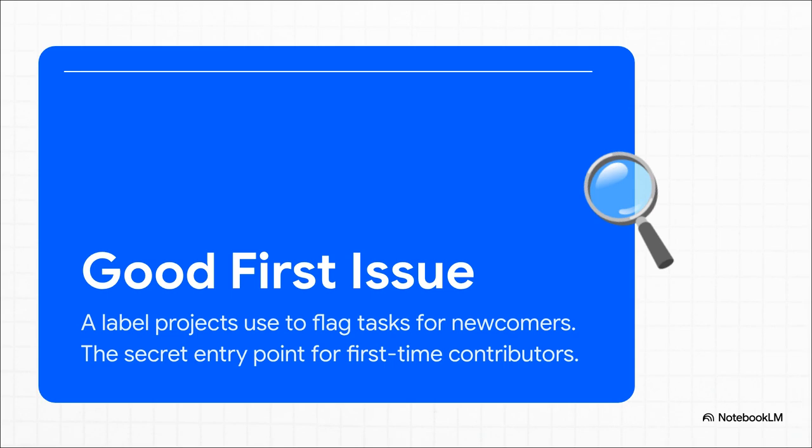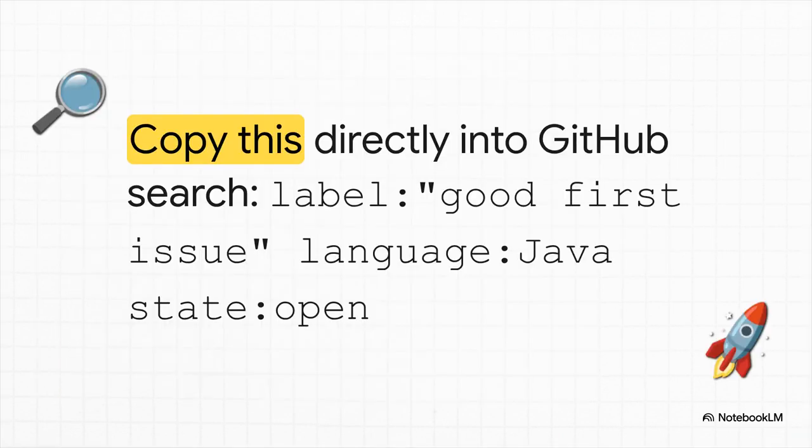Okay, if you remember one thing today, make it this phrase: good first issue. Seriously, this is a label that projects use to basically roll out the welcome mat for new people. Think of it as the secret handshake, the hidden door just for first-timers. And this isn't just a concept, it's a practical tool. You can literally copy and paste the search query right into GitHub. Bam! It filters everything down to open issues in Java that projects have specifically marked as being perfect for someone like you. It's a game changer.